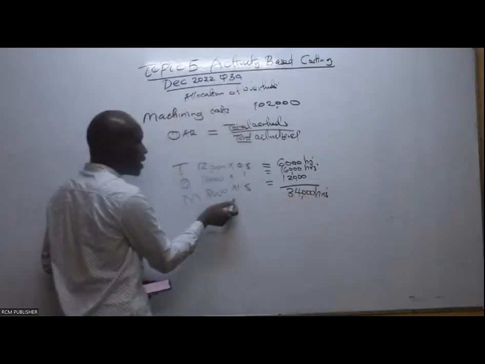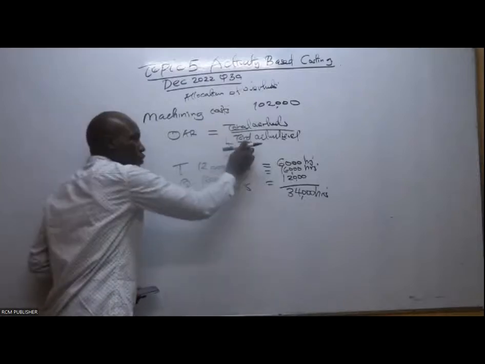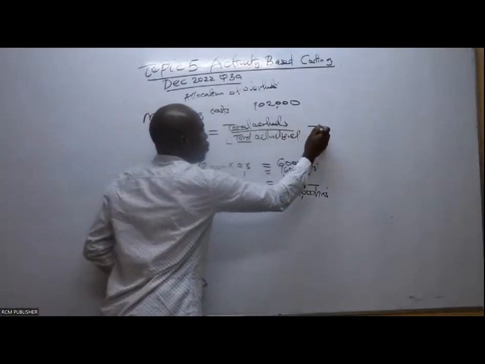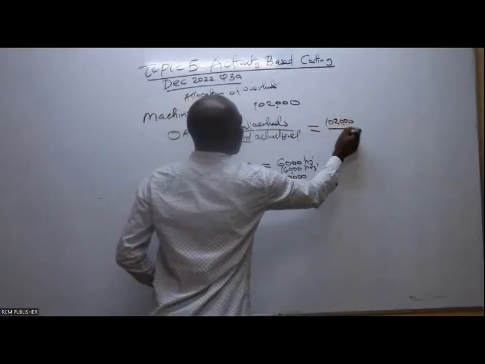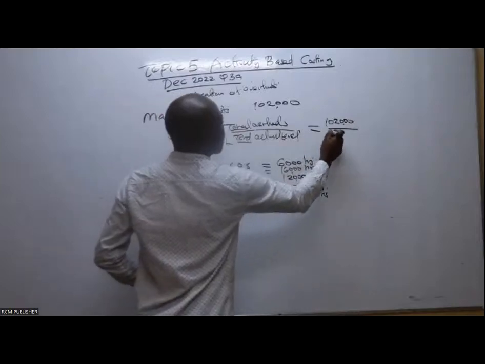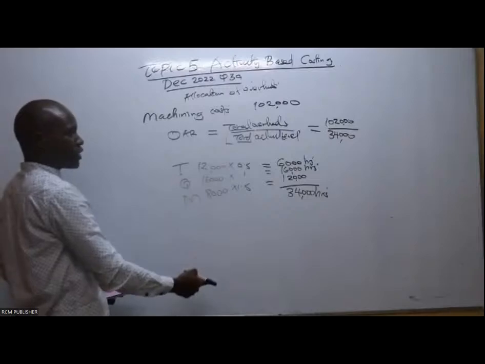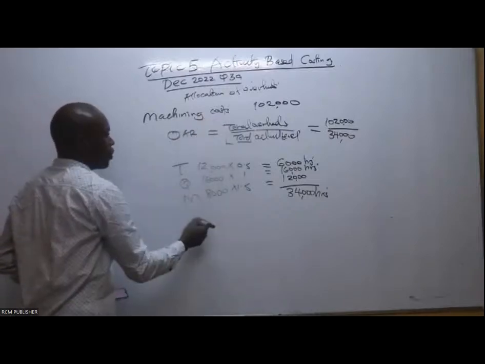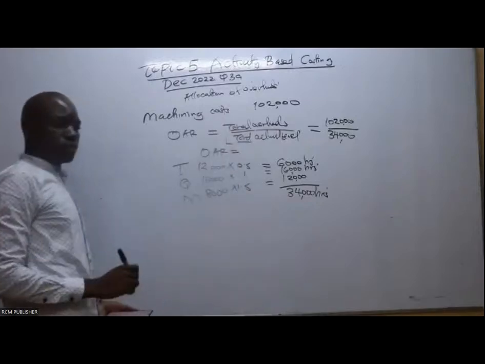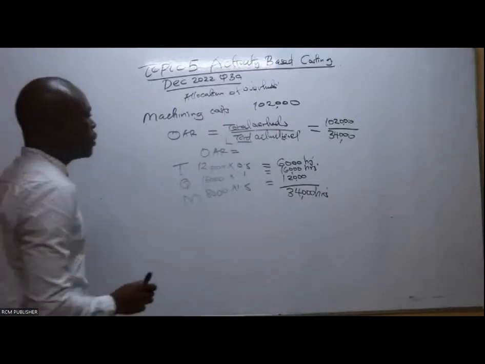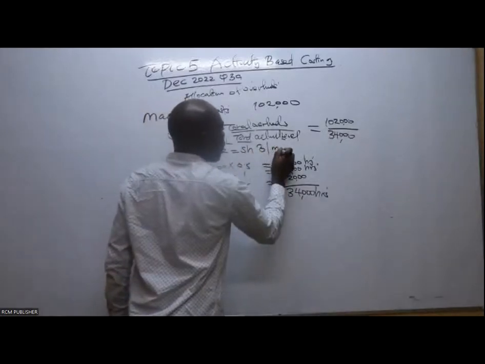This 34,000 is what we have here as the denominator, the total activity level. Total overhead we already have here as 102. Total activity level is now 34. What will be our overhead absorption rate under machining costs? Overhead absorption rate will now be 3 shillings per machine hour.